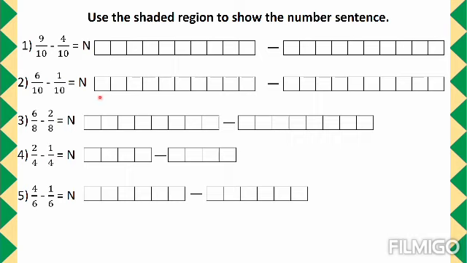Also here in number 2, we have blocks. You may also use that for each fraction just to represent the number sentence of the given problem, to show the shaded region. And we have number 3, number 4, and number 5. Very easy only, guys. Just shade the blocks, and after that you may subtract and show your answer. Because here you just write your answer. N means the answer or the number. Okay? So good luck. Hope you will get a perfect score.